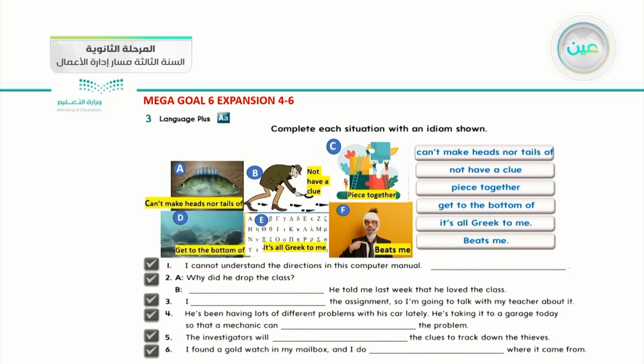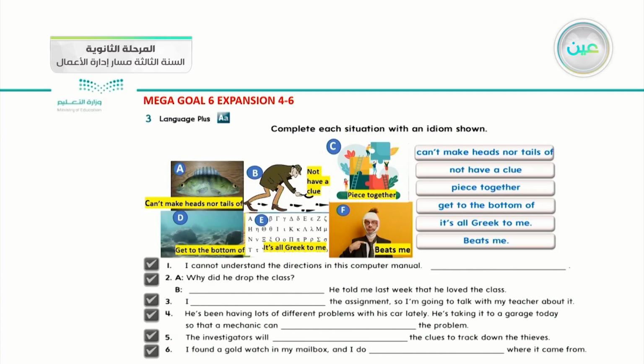Okay, after that we have some sentences or idioms. Exactly, we should apply those idioms to a suitable sentence below that question. Let's discuss it. Can't make heads nor tails of belongs to letter A. Not have a clue, that's what we talked about, belongs to B. Piece together belongs to C. And get to the bottom of belongs to D. It is all Greek to me belongs to E. And the last one, pets me, belongs to F. Okay, let's begin to apply it.